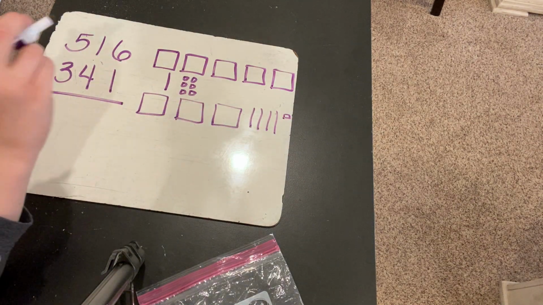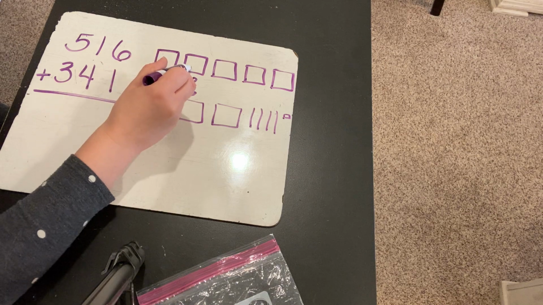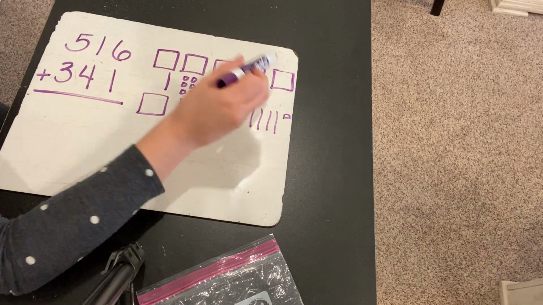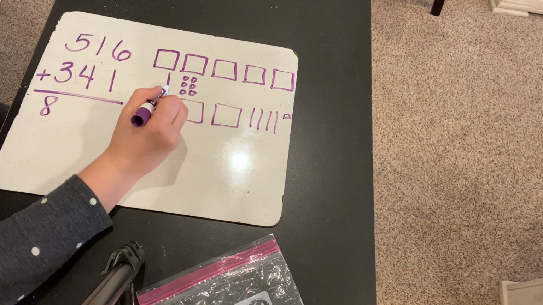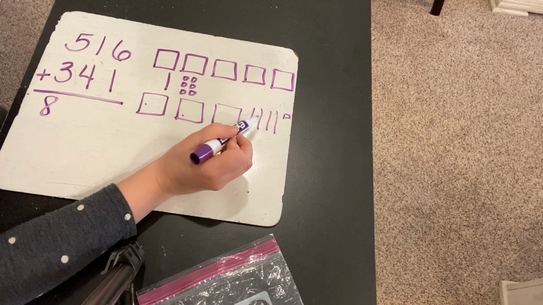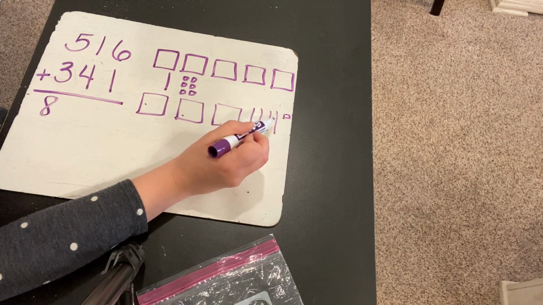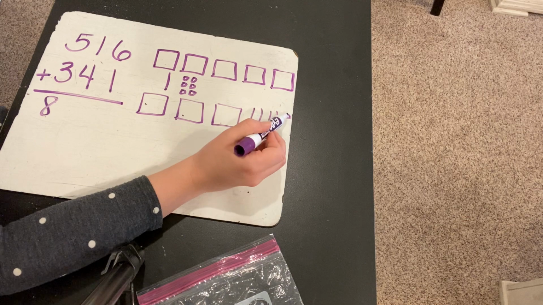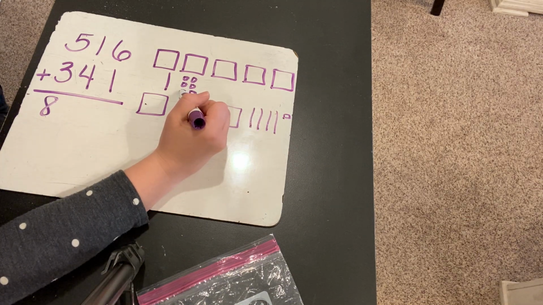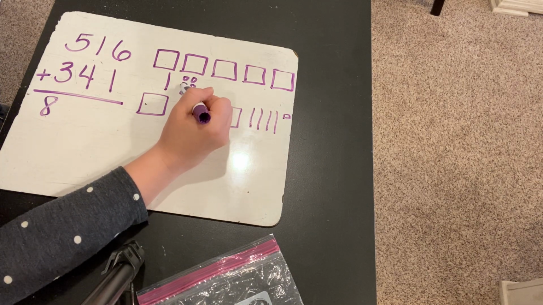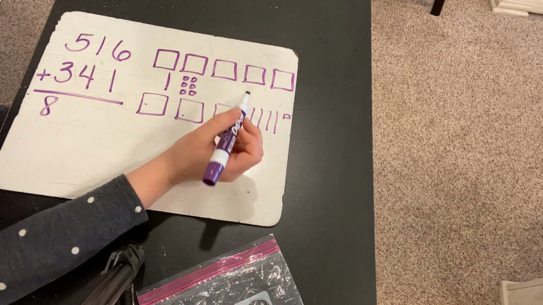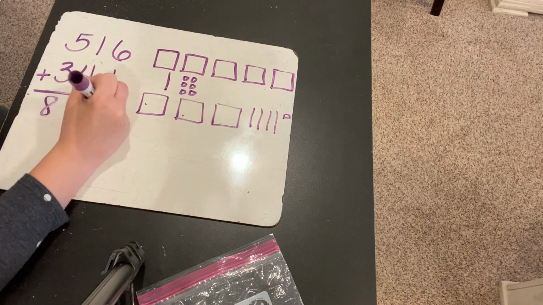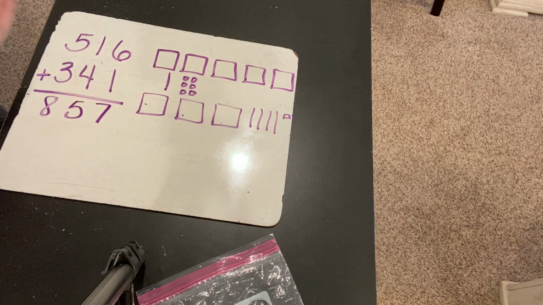Okay, now let's add these together. 100, 200, 300, 400, 500, 600, 700, 800, 810, 820, 830, 840, 850, 851, 852, 853, 854, 855, 856, 857. So 857 is the answer to 516 plus 341.